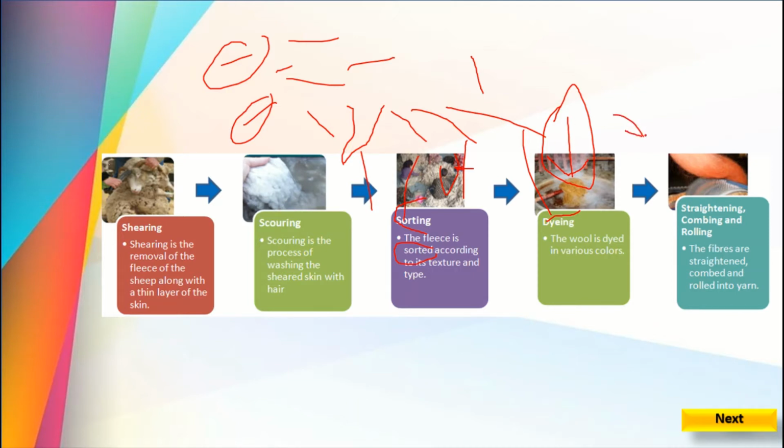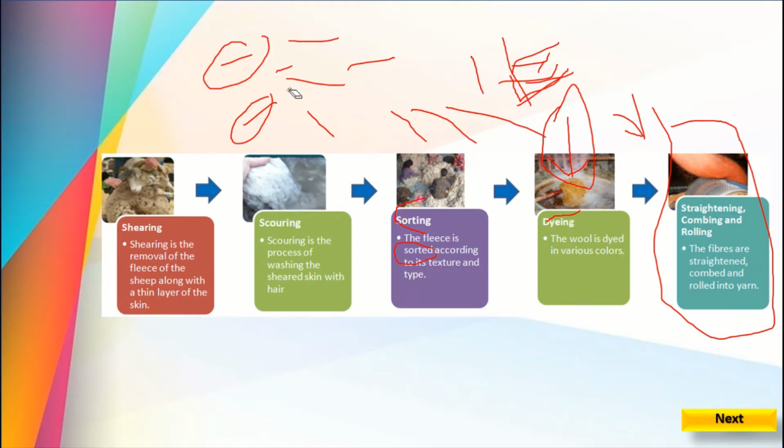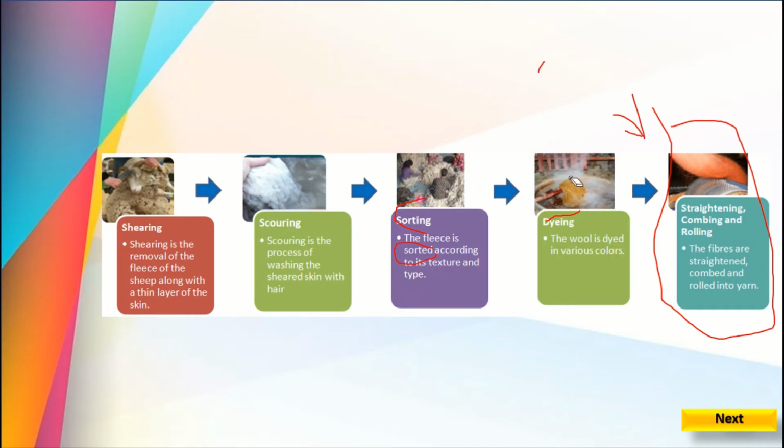The straightening and combing comes here, okay? At the last, rolling comes, right? So this wool is rolled or combed straightly, right? This is straightened and made into yarn, and then using the process of knitting and weaving, they will make it into fabric, right? So once again we will come, okay?